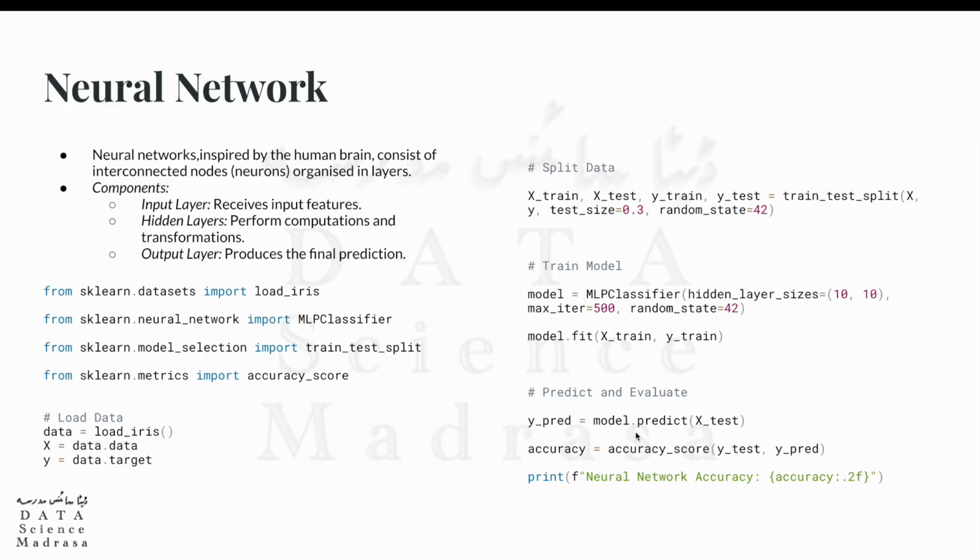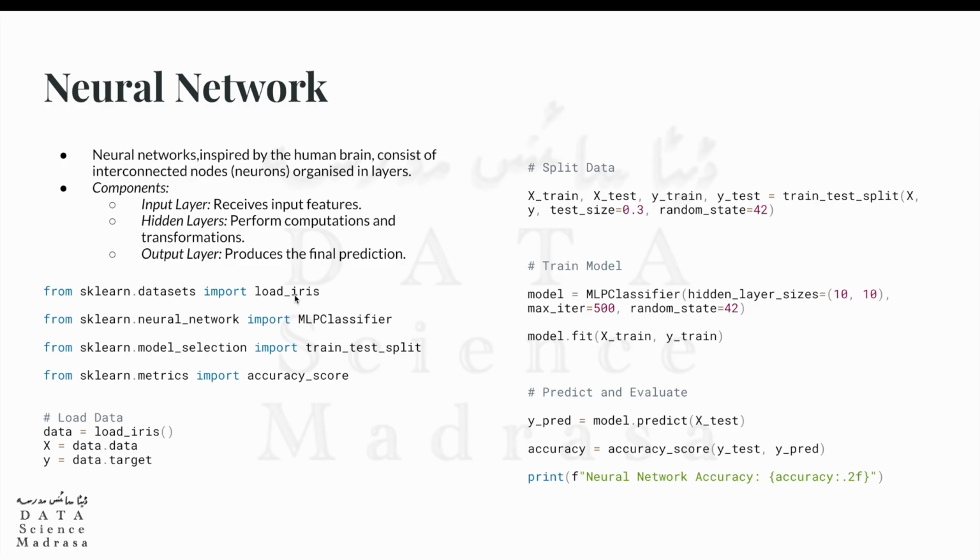Neural networks are inspired by the human brain, and they consist of interconnected nodes. They are organized in layers, and each of these nodes is essentially doing logistic regression. The components are the input layer, which receives input features from the training data set, hidden layers in the middle that perform computations and transformations, and the output layer, which produces the final output or prediction. If there's a binary classifier in the neural network, you'll only have one neuron in the output layer, because if it's 0, then it's one class. If it's 1, then it's another class. Similarly, if you have a multi-class classifier, then you might have multiple nodes in the output layer.